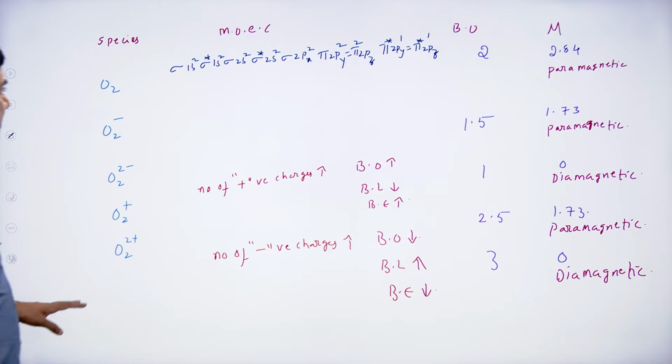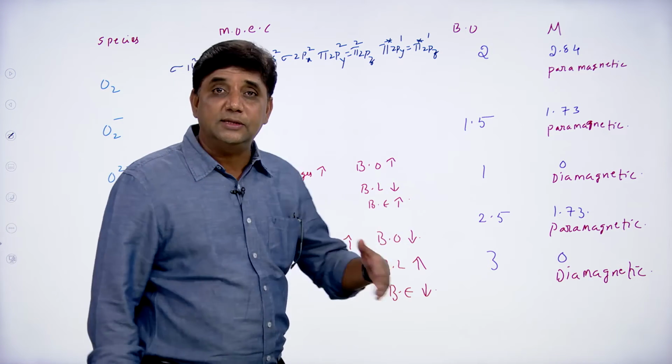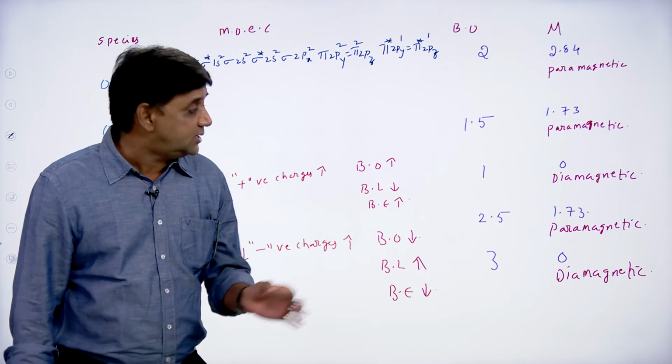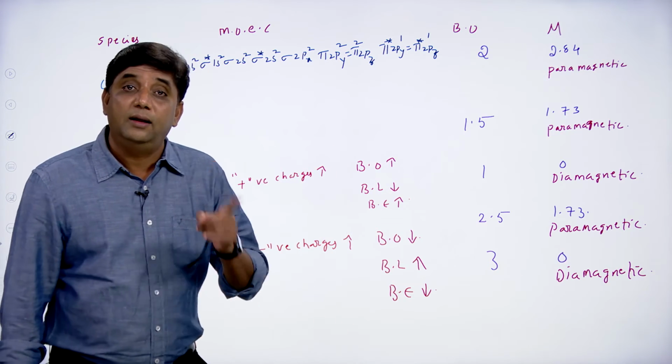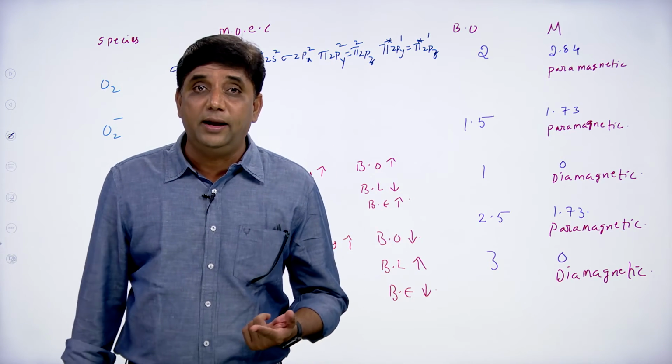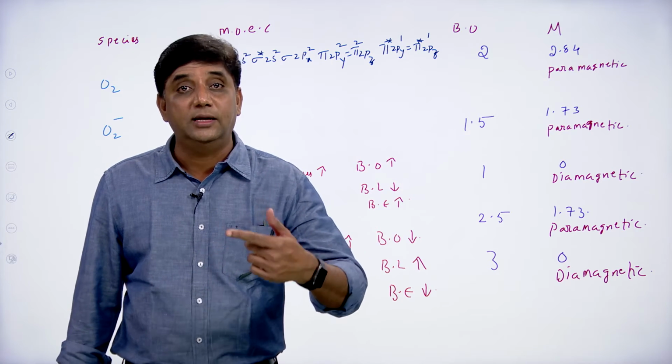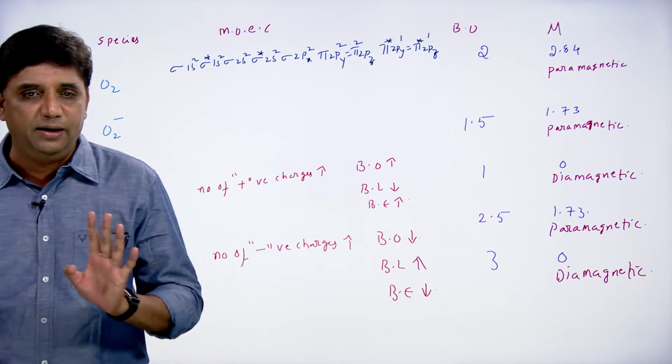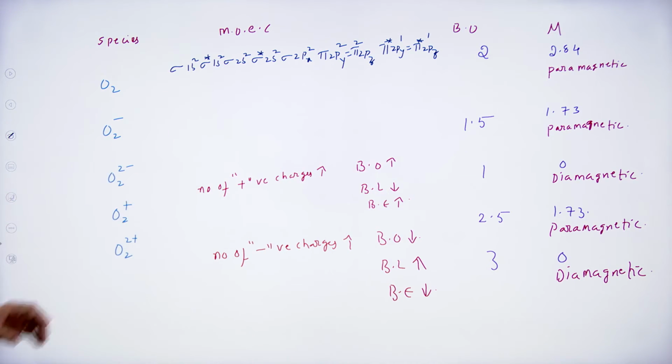And this is the shortcut method, students. In case of oxygen species, as the number of positive charges increases, the bond order increases. As the bond order increases, bond length decreases and bond energy increases. This is a very important point, and this is the complete picture of the molecular orbital energy diagrams for oxygen.